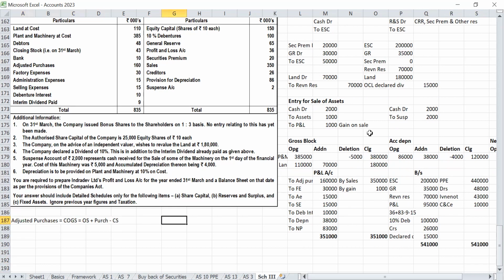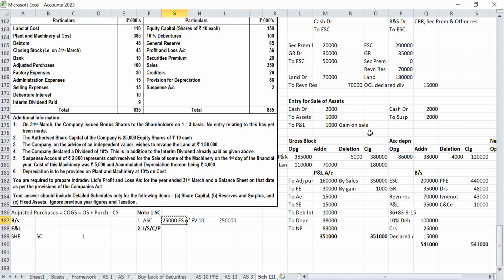Yes, sir. Profit and loss account format I have not told. Balance sheet I told, that we can prepare now. Balance sheet: first equity and liabilities, shareholders' funds, share capital, note number 1. Authorized share capital, 25,000 equity shares of face value 10 each, 2,50,000. Then issued, subscribed, called up, paid up.